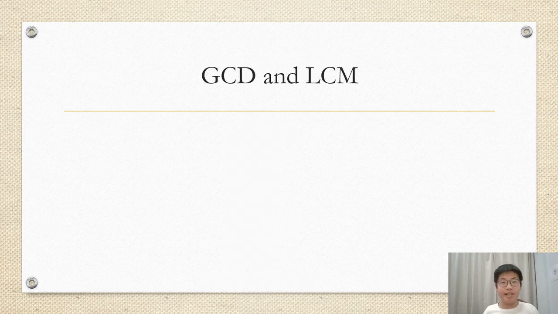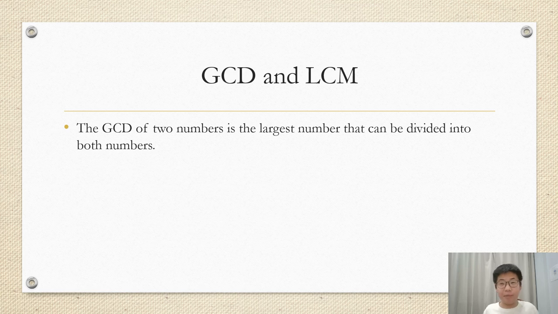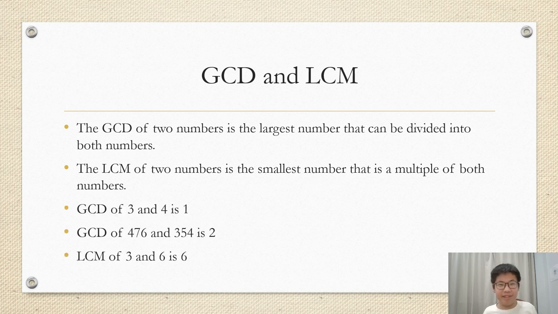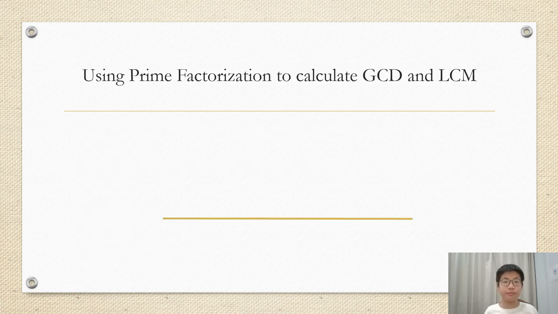Now, what are GCD and LCM? The GCD of two numbers is the largest number that can be divided into both numbers, and the LCM is the smallest number that is a multiple of both. So here are some examples for you to see. As you can see, the GCD is always smaller than the numbers, and LCM is always larger or equal.